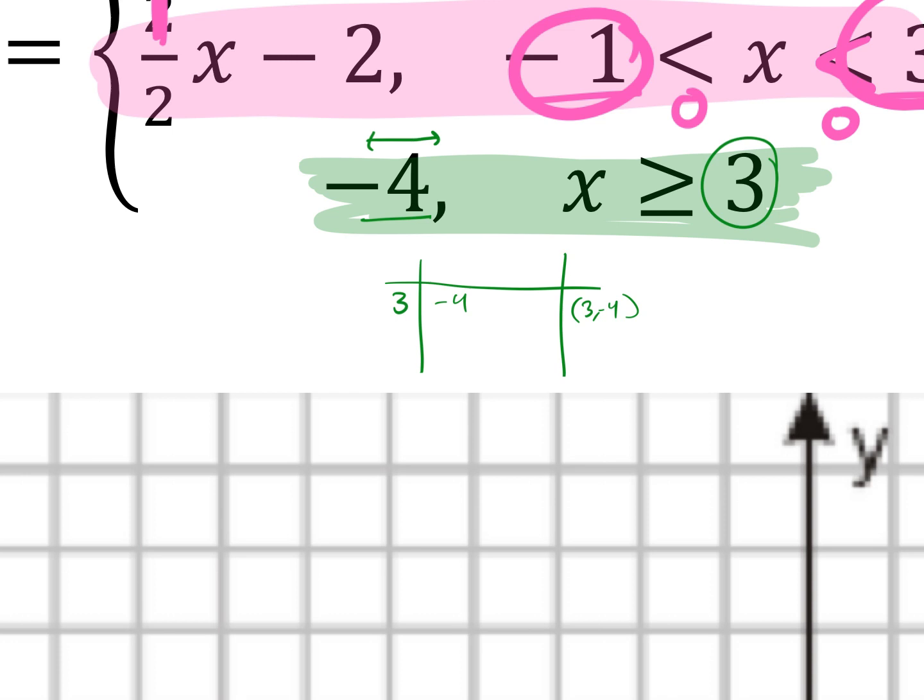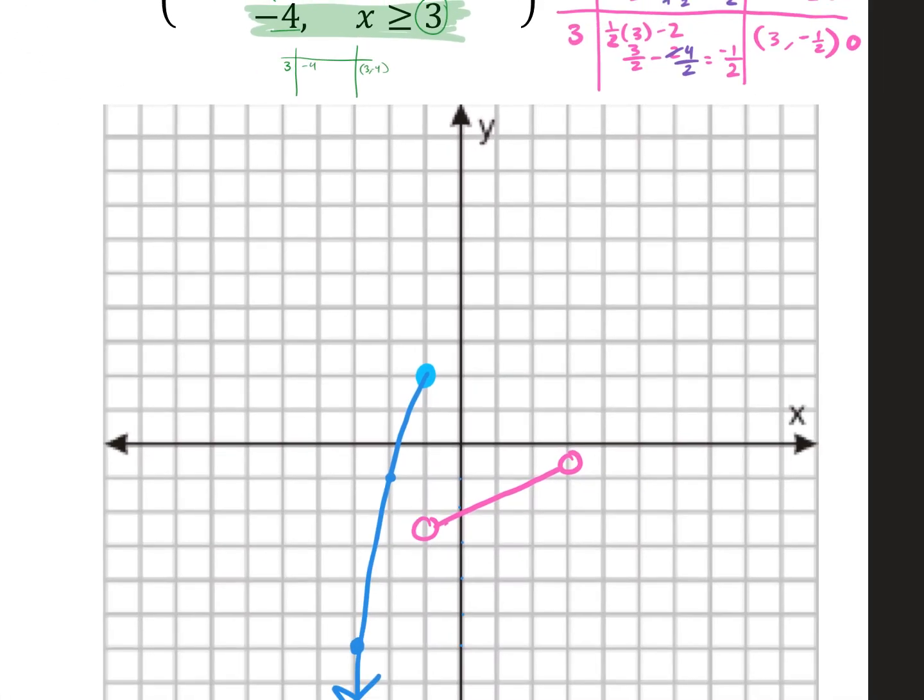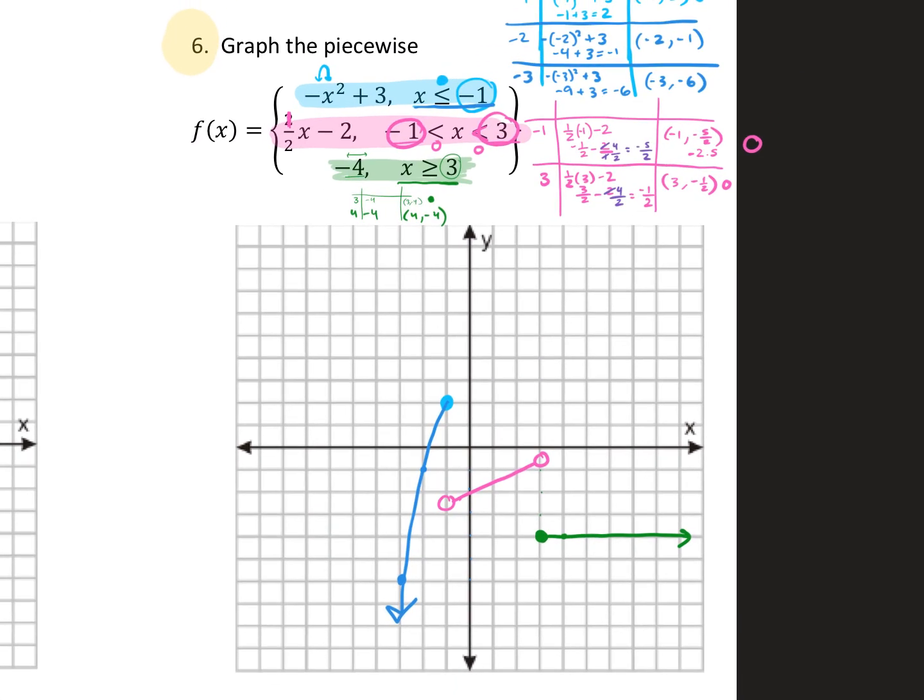So my first point would be what? 3, -4. So I'm going to go to my graph, go to the right 3, and down to -4. Is it an open or closed circle at that point? Closed circle, because it's a greater than or equal to. Now what's a number for x that's greater than 3? 4. So what would my next point be? 4, -4. So remember, this point just gives me direction. So I'm going to go to the right 4, down -4. So my horizontal line is going to go through that point. So that would be my piecewise function.